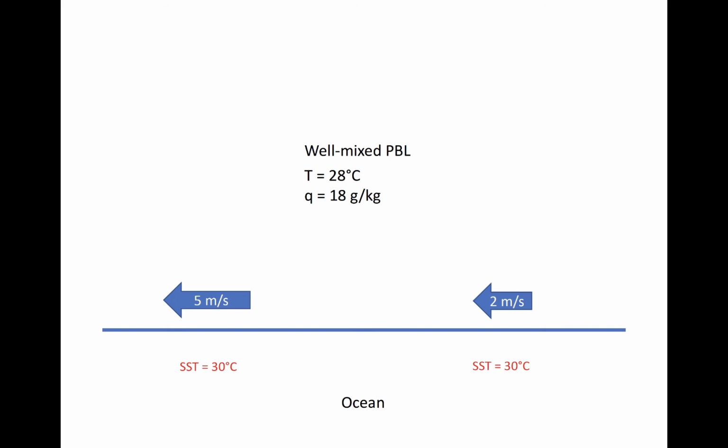Next, let's consider a different set of scenarios. On the right, we still have the 30 degrees C SST with 2 meter per second wind, but on the left is the 30 degree SST with a 5 meter per second wind. In which of these is the heat flux largest? Pause for a moment again to answer before moving on.